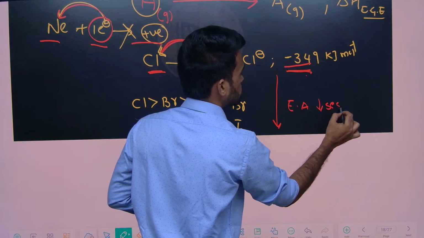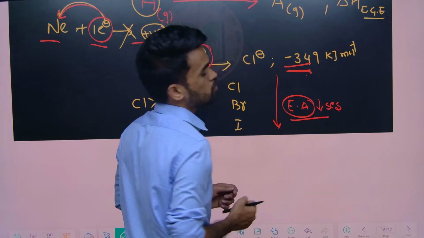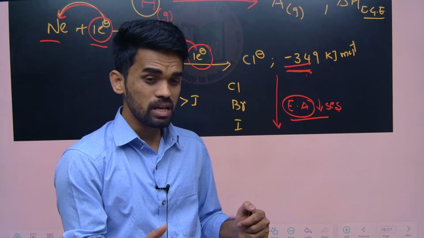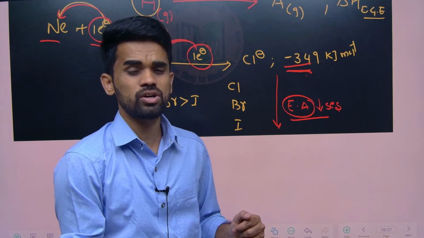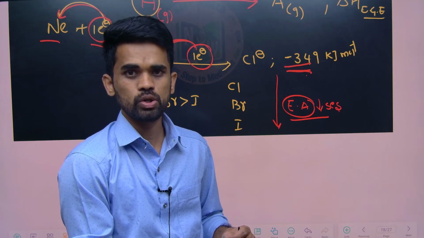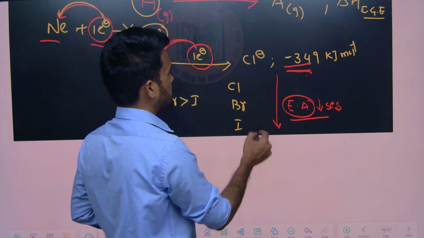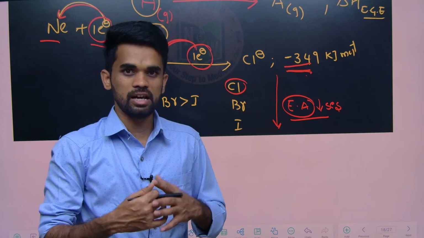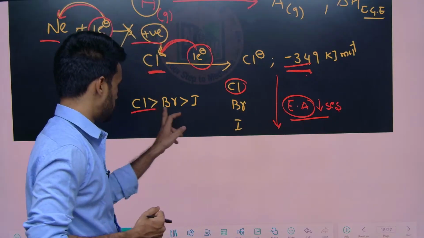The tendency to gain the electron decreases as we move down the group, because bottom elements have less nuclear force on the valence electrons, or I can say they also have more metallic character down the group. So the element at the top is generally observed to have more electron gain enthalpy, or more electron affinity, like this.